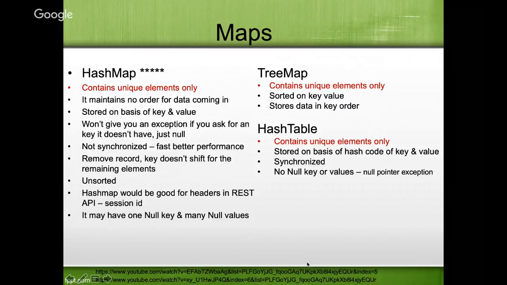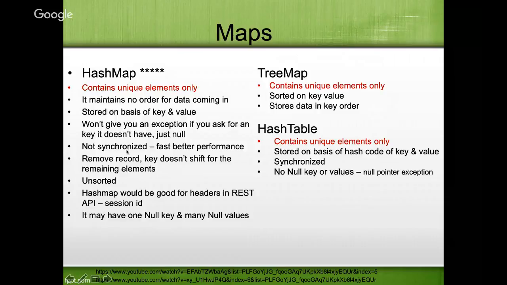All right, so maps. We're at the very last one, maps. We've got hash map. There are more maps than those, but all of them contain unique elements only. The hash map maintains no order for data coming in. It stores on the basis of key and value. It won't give you an exception if you ask for the key and it doesn't have it. It just gives you null. There are a few reasons why I like this hash map. So this guy gets my 5 stars as far as maps go.